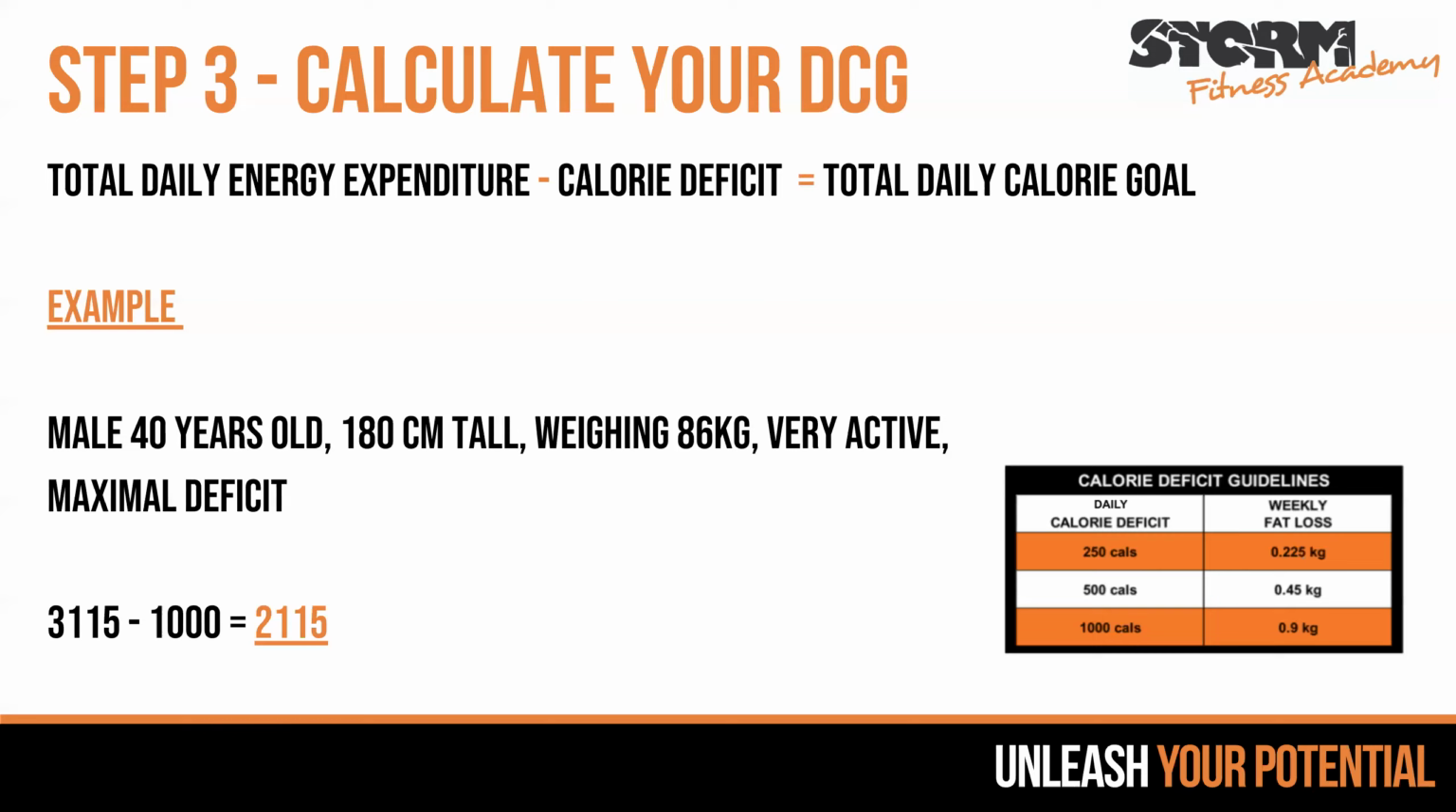So all you do, taking my male 40-year-old client as an example, I take their total daily energy expenditure, which was 3,115, and I minus whatever deficit I want to go for. So I've chosen 1,000 here, which comes out as 2,115 calories. So that is my client's daily calorie goal for fat loss. And that should get them 0.9 kilos of fat loss per week.